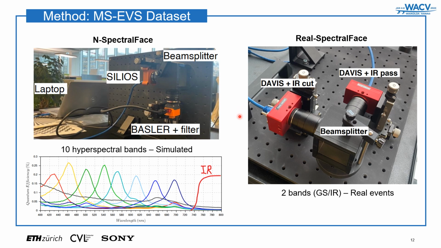Note that RealSpectralFace contains a lot less data and only 2 bands, grayscale and infrared. However, it consists of real events, so we can verify our conclusions also generalized to real data. Now that we have datasets, let's talk about how we can evaluate these multispectral events. First, we carried the single channel experiment, where we simply fine-tune our model on a single of the 10 multispectral bands of N-SpectralFace. The goal was to identify if some channels were performing better than others and compare APS and EVS performance. So now let's dive into the results.